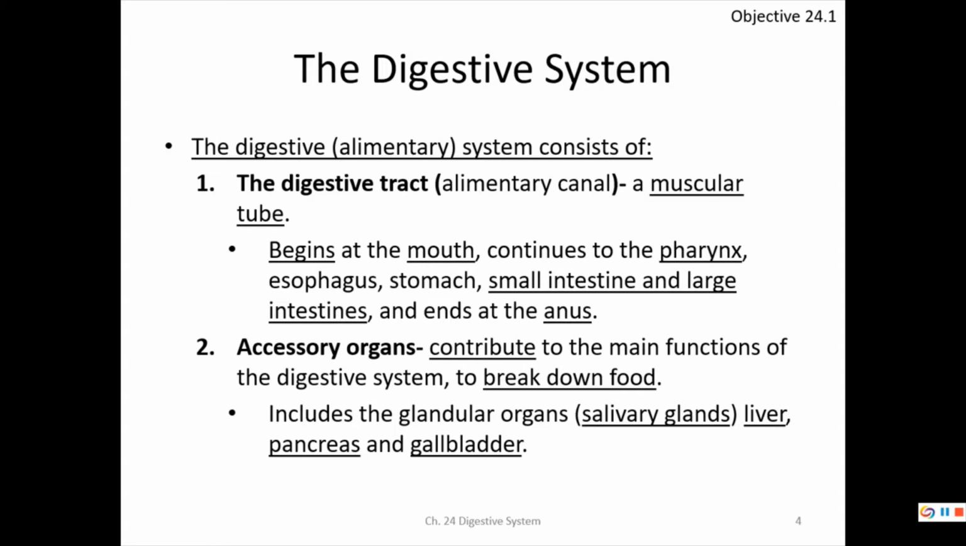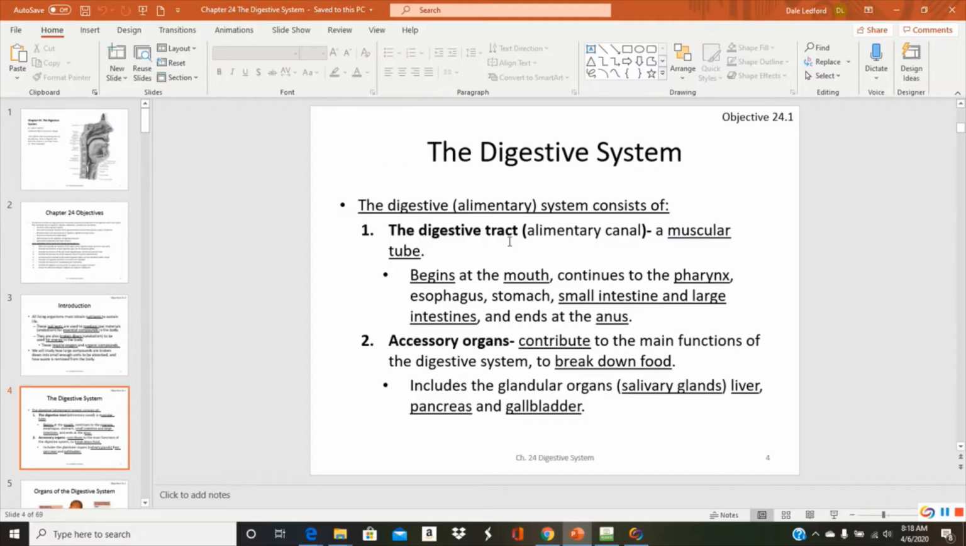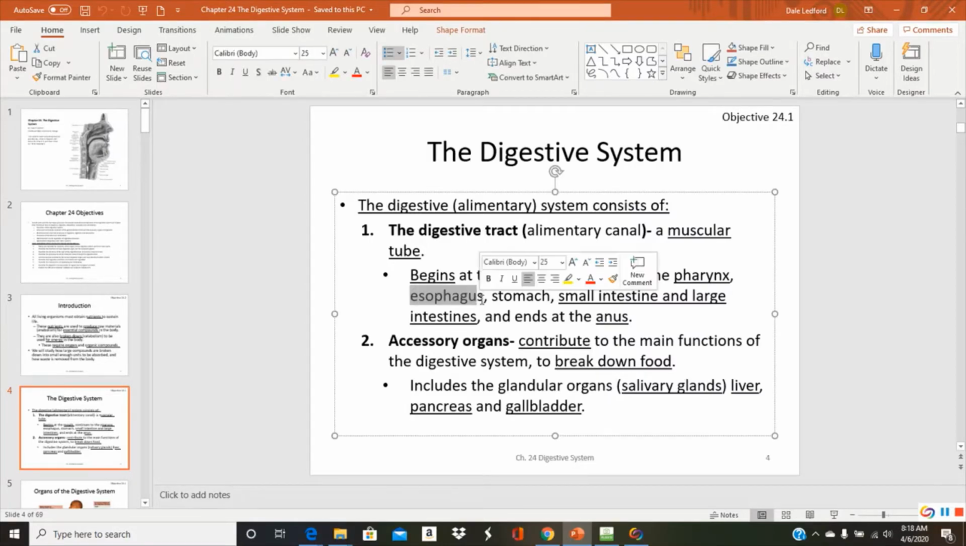It's a very muscular tube called the alimentary canal or the digestive tract. It starts at the mouth and ends at the anus. It goes from the mouth to your pharynx, to your esophagus, your stomach, large and small intestines, and ends at the anus.